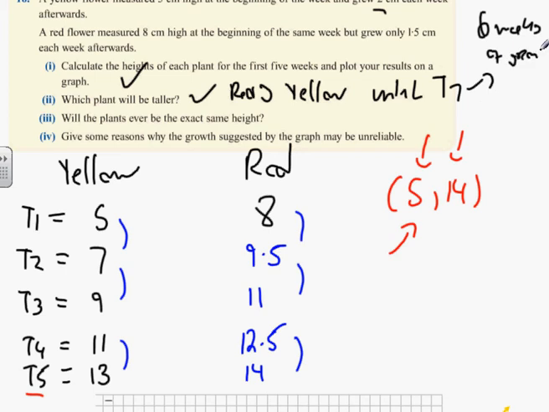Okay, thank you. Give some reasons why the growth suggested in the graph may be unreliable. Well, when you grow up as a kid, you go from 12 to 15, you grow in spurts. So by the time you reach age 18, you pretty much don't grow at all. What I'm trying to say is that there's no guarantee that the plant will continue to grow upwards after a while. It might grow upwards a little bit and then it just might stop. So that's why it might be unreliable.